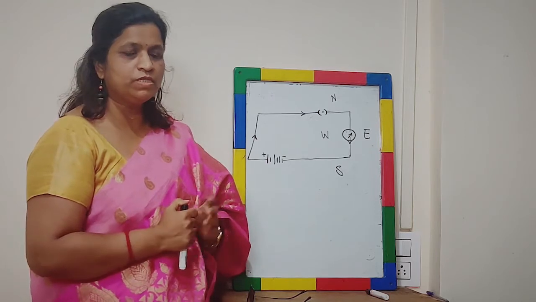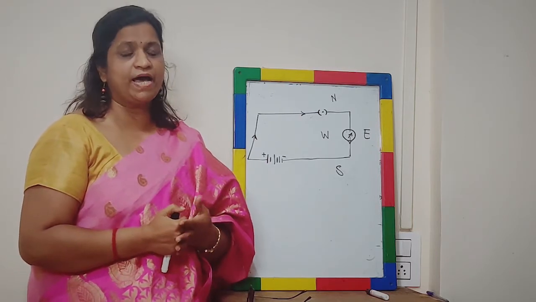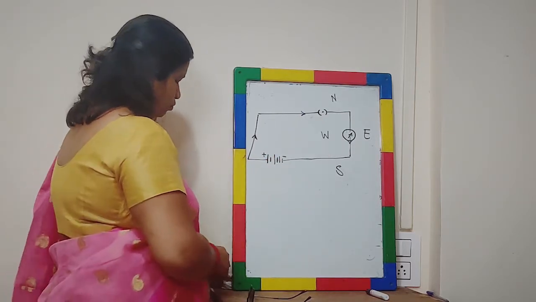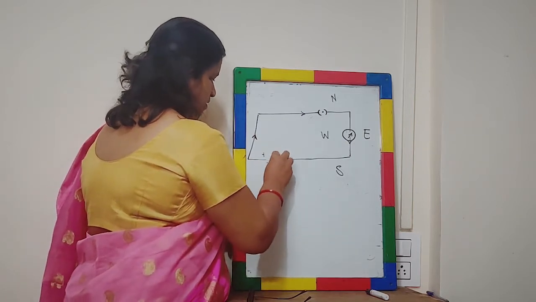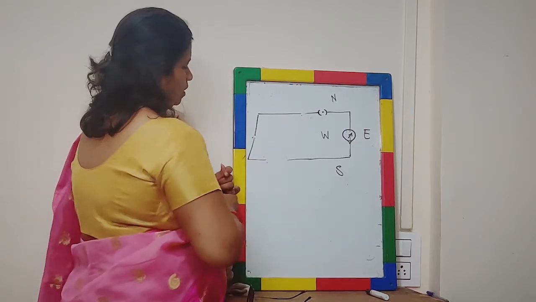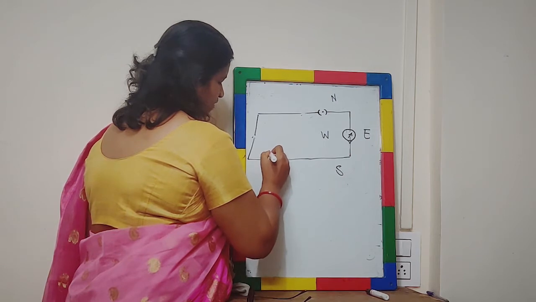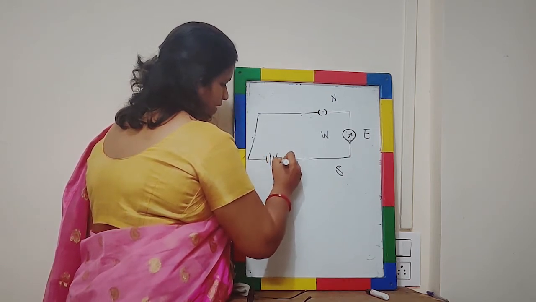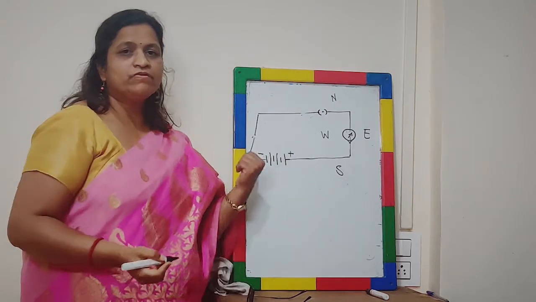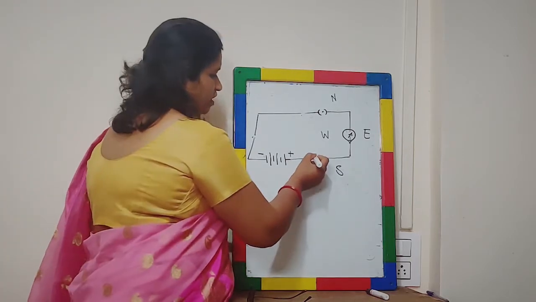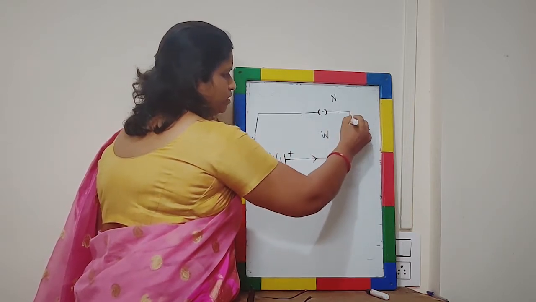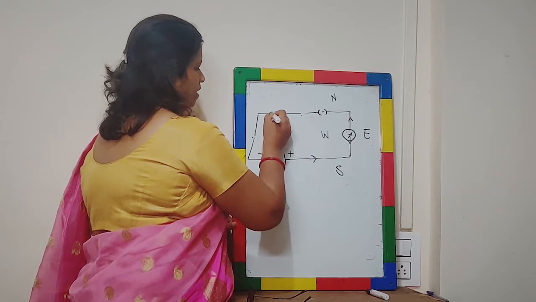Now we have to see what will happen if we change the direction of current. So take out this key, and the circuit will break. Then we change the battery terminals. On the left-hand side I have the negative terminal, and on the other side the positive terminal. As we have changed the terminals of the battery, the current direction will change. Current will now flow from south towards the north.